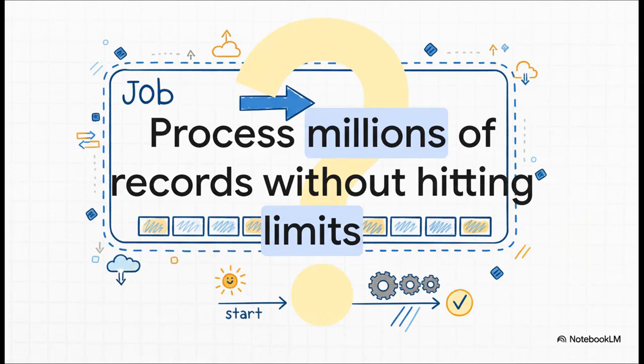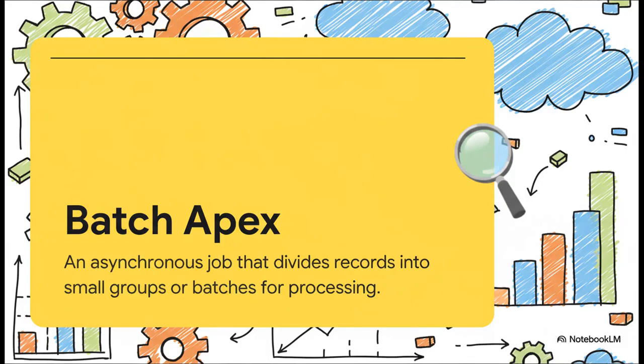So, let's kick things off with a question I'm sure every Salesforce dev has asked themselves at some point. You've got this huge task, maybe thousands, maybe millions of records to process. How in the world do you do that without running headfirst into Salesforce's governor limits? You know, those rules that are designed to keep things running smoothly but can feel like a real roadblock. And the answer, my friends, is Batch Apex.